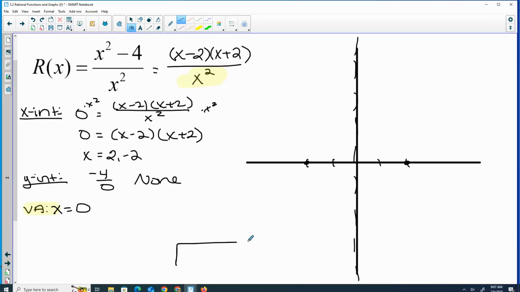Okay, to decide horizontal or oblique, the strategy we learned was dividing. I go back to the original if I do that. So if you think x squared divided by x squared, what do you get? 1. So our horizontal is y equals 1. And if you remember, Tuesday we said, if it's the same degree on the top and bottom, all you really have to do is divide those leading coefficients. X squared and x squared, they're the same. So 1 divided by 1 is 1. So we have a horizontal line of 1.